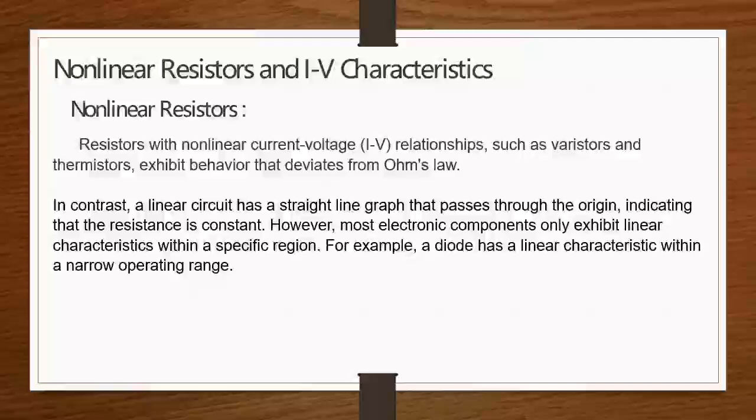However, most electronic components only exhibit linear characteristics within a specific region. We know that most electronic components have linear characteristics within a specific bounded area. For example, a diode has linear characteristics within a narrow operating range.